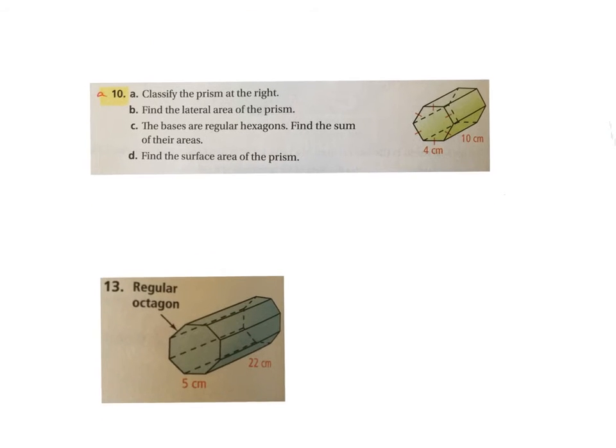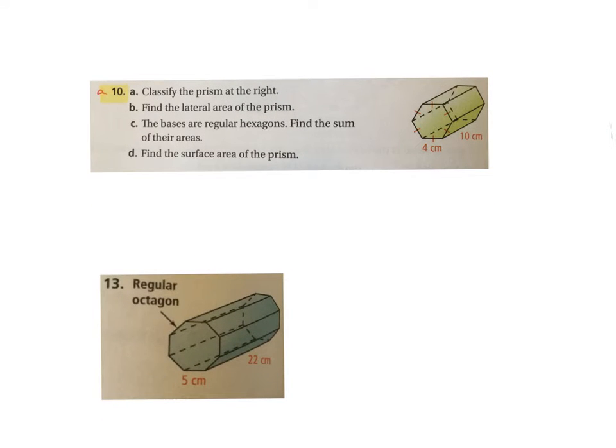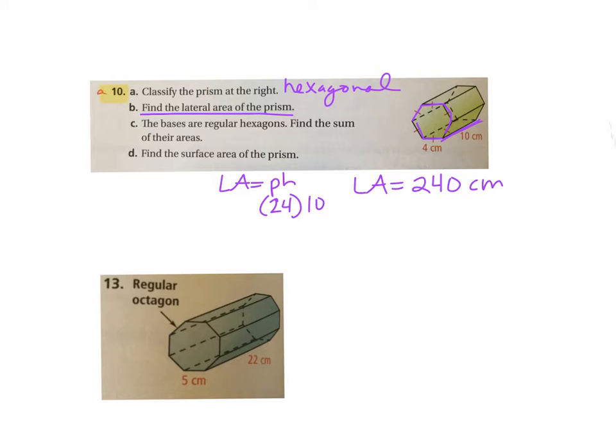And then number 10, it says classify the prism. This would be a hexagonal prism. It's got 6 sides, right? Then it says find the lateral area of the prism. So lateral area is going to be perimeter of the base times the height. Your base has a perimeter of 4 times 6. So your perimeter is 24. Your height is the distance between the 2 bases, which is 10. So your lateral area right now is 24 times 10, or 240 square centimeters.